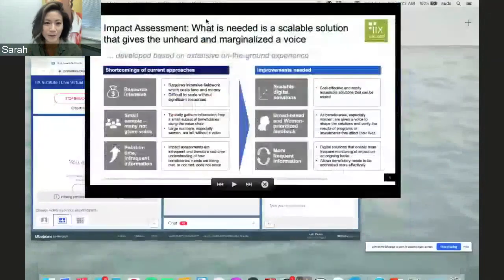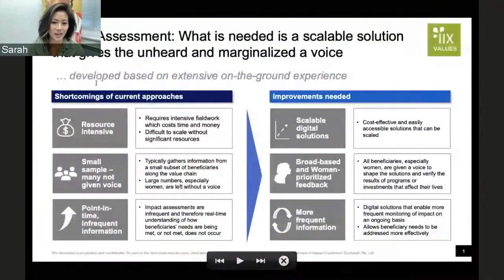I just wanted to share something really quickly, and of course I understand if anybody needs to drop off, you'll get a recording of this after. But just to touch on that point about IIX Values that Professor Shanaz shared, and I think we're getting this share screen as well. Perfect, it's up.